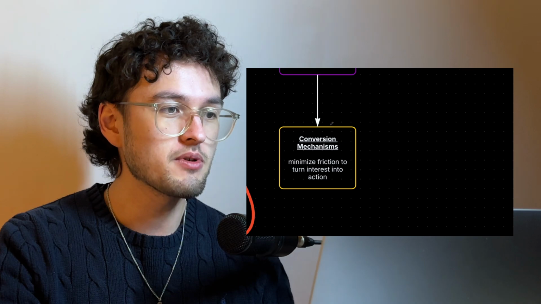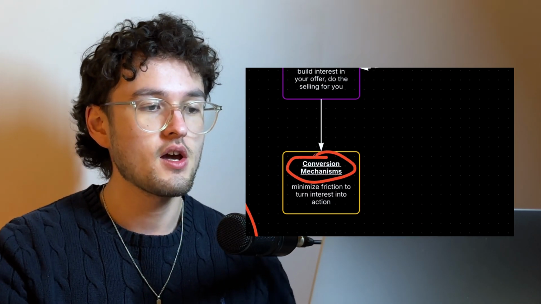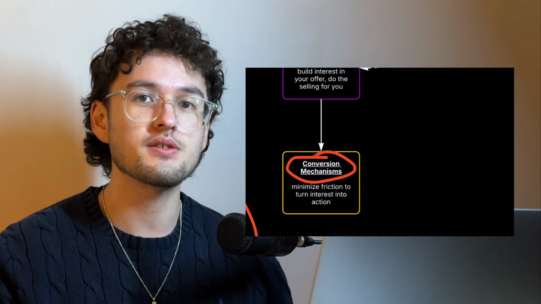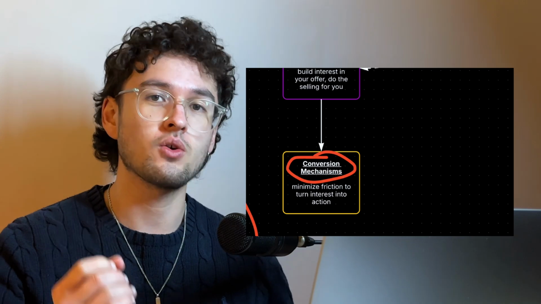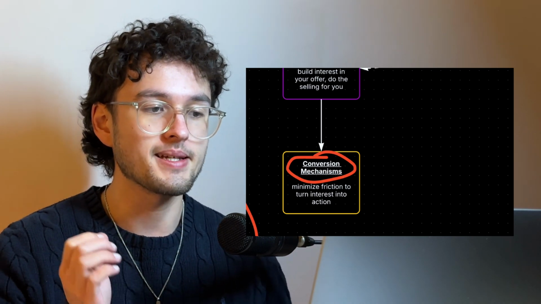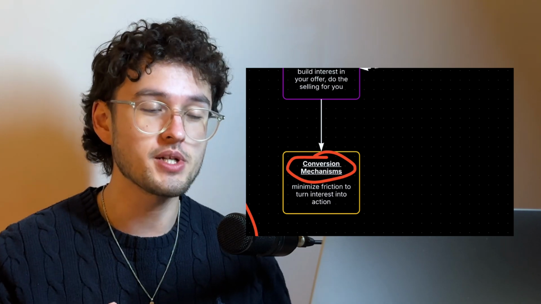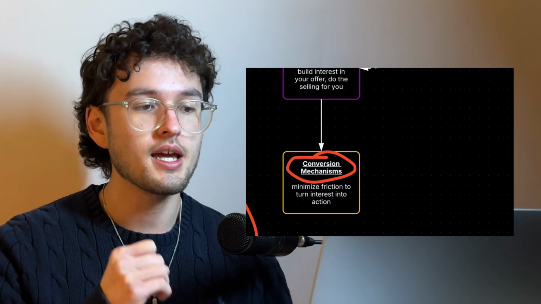Then finally, once people have passed through the educator mechanisms, they end up in conversion mechanisms. So this might be a pre-sale system and the sales call itself. It might be a webinar, it might be a course sales page. Now, on these conversion mechanisms, our goal here is to minimize friction, overcome objections, and turn the interest in our offer or in our product into action.